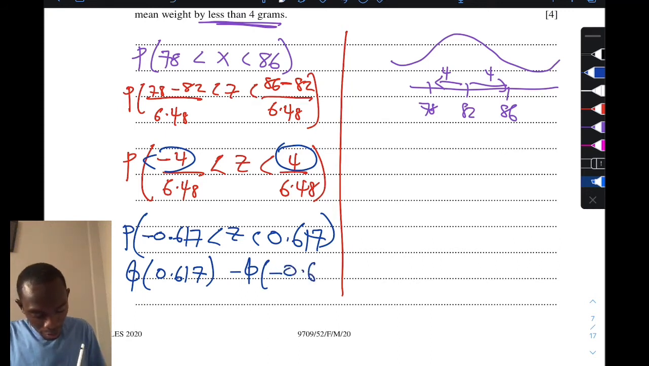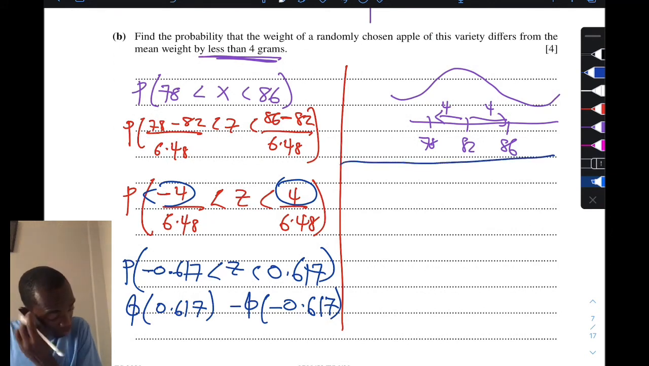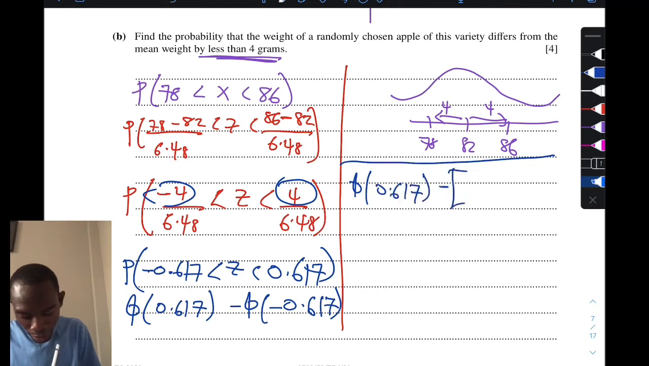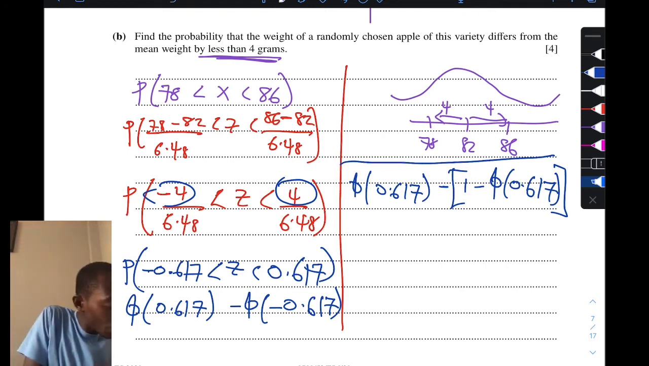negative 0.617. Okay, so that means we have phi of 0.617 minus, into bracket 1 minus phi of 0.617. Great. So now we go to our z table and we read the value, 0.617.